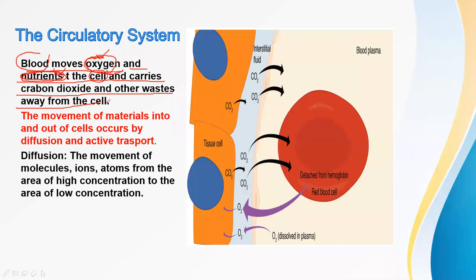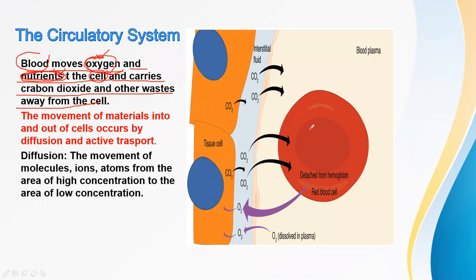Okay. So simply we can say that blood carries oxygen and nutrients to the cell, and at the same time the blood carries carbon dioxide and other waste away from the cell. So this is the main function of the blood.